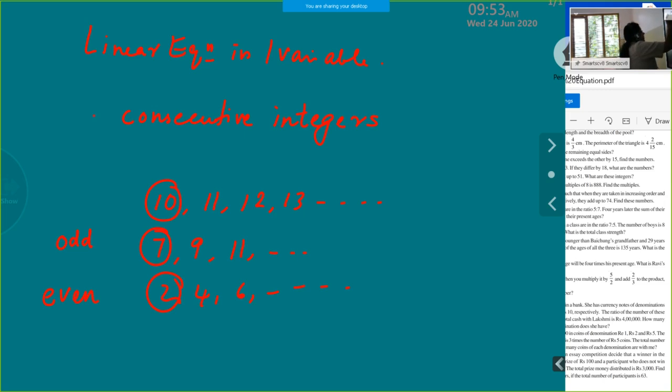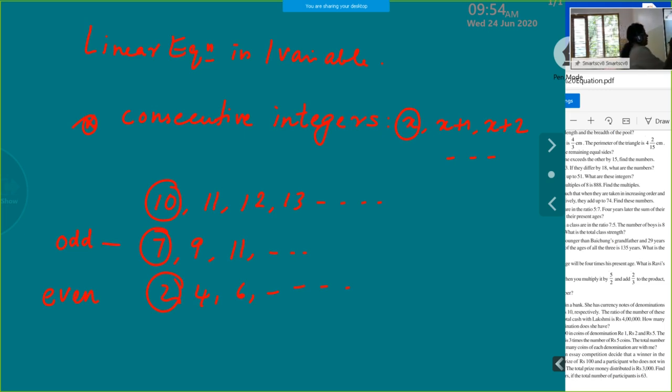Come back to the first example, consecutive integers. I'm not telling the integer. When we do not know the integers, how do we assume the consecutive integers? x, x plus 1, x plus 2, etc. That means 1 is added to each number. In the first case, I said 10 is the first integer, then 11, 12, 13 are the consecutive numbers. But when the first number is not known to you, we assume the first number as x. Then the consecutive integers will be x plus 1, x plus 2, etc.